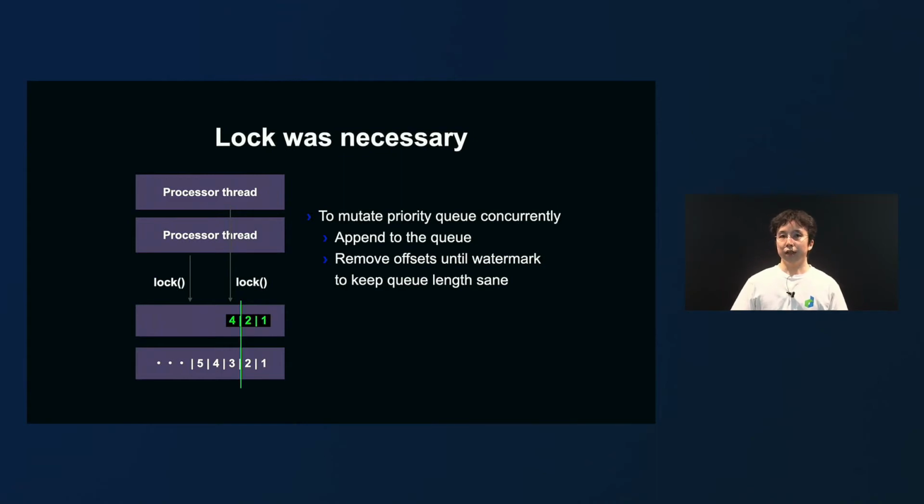The approach with a priority queue unfortunately required locks in multiple places. First, the priority queue stores the already processed offsets and enqueues them for multiple processor threads concurrently. A lock is therefore required to protect this. Also, to prevent the queue from growing indefinitely, the watermark is matched against each offset. The unwanted offsets below the watermark are removed from the queue, which again requires the lock.